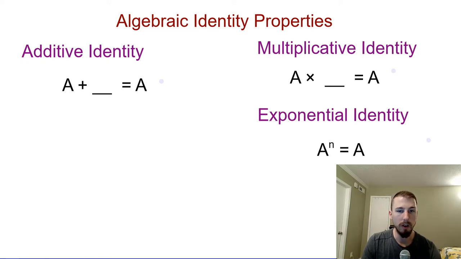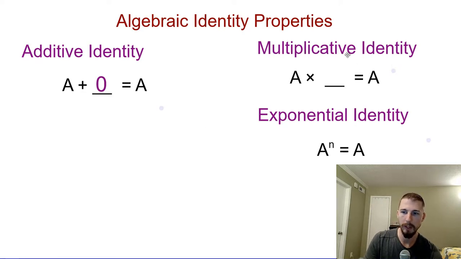So let's go back over our algebraic identity properties. The identity property is what we add or multiply or take to the power of in order for the identity to remain the same. So a plus what number is going to be a itself? It would be 0, right? Our additive identity is 0. If we add 0 to anything, it stays the same.